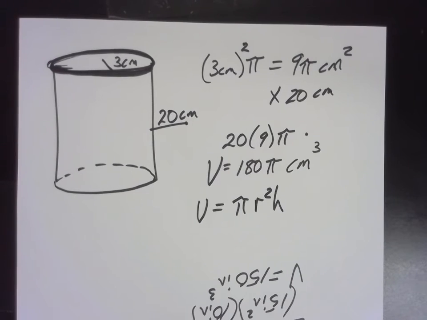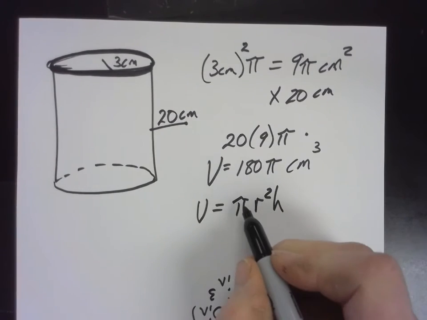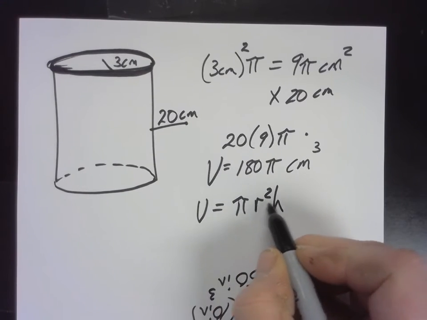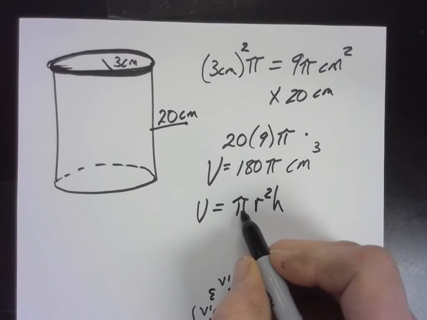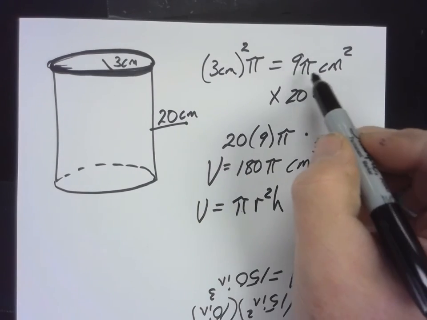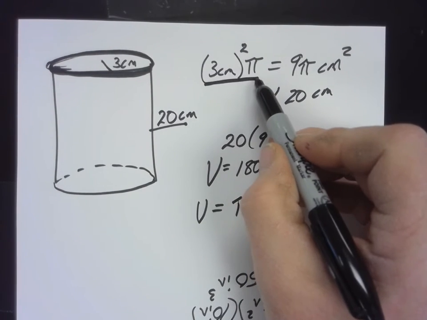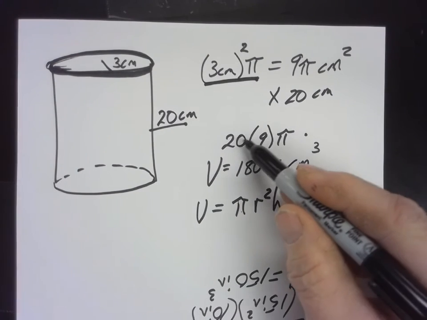So I want you guys to notice the first thing is pi is a number. So they put it first. R and H are variables, they go second. So pi r squared, that was what we did, didn't we? Times H, that's the height.